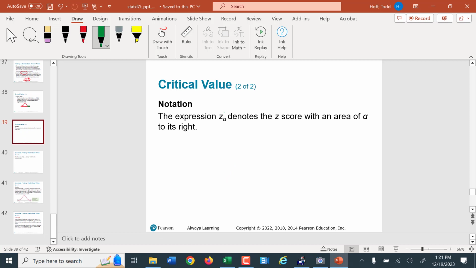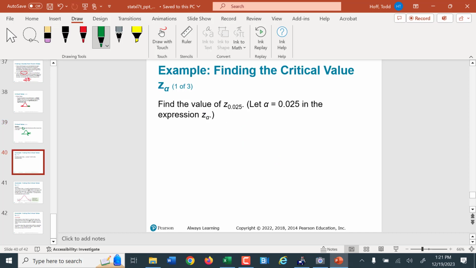Z sub alpha represents the z-score where the area is alpha to its right. So if this area here is alpha, this would be z sub alpha, the z-score that corresponds to that probability. Notice that's backwards from the probability given to us by Excel and table A2. So we're going to have to use complements when we're dealing with that.